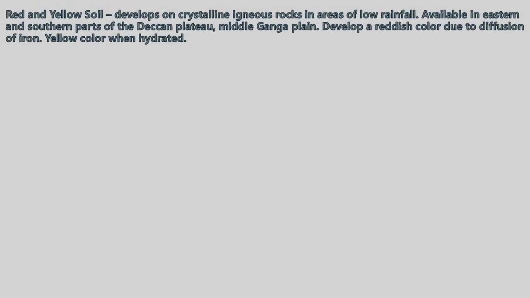Then we have red yellow soil. This develops on crystalline igneous rocks in the areas of low rainfall. Okay, they are available in eastern and southern parts of the Deccan Plateau. Okay, and they are in the middle and also in the middle of the Ganga plain. Okay, they develop reddish color due to the diffusion of iron. Okay, so the red and yellow soil is rich in iron, and because of the diffusion it gets that reddish color, and it becomes yellowish when rain water falls on it and it gets hydrated.